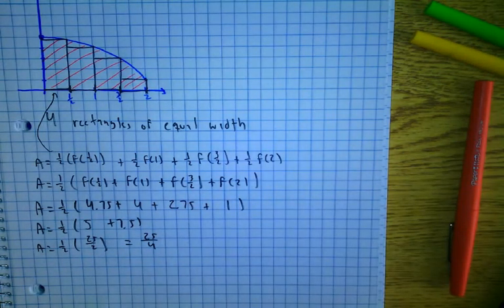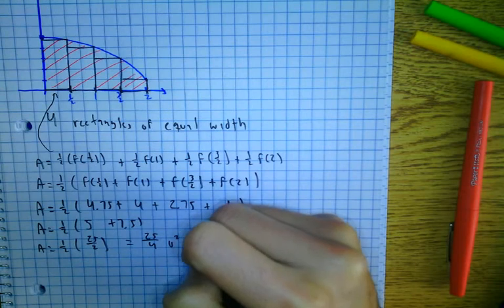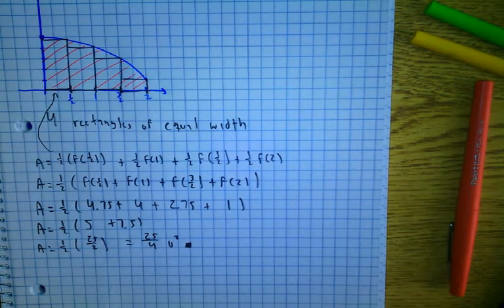Agreed? So the area approximately would be 25 over 4 units squared, right? So units squared. Cool? But it's an underestimation, right? You can clearly see from your drawing that it is less than the actual area.